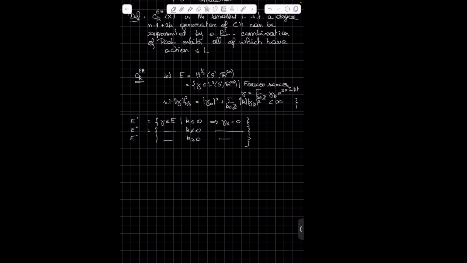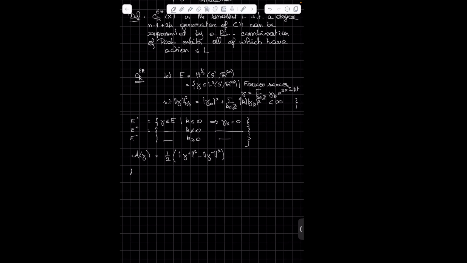And then one has an action associated to any element in H^{1/2}, which you can define as 1/2 of the norm of gamma plus squared minus gamma minus squared, where gamma plus is the projection of gamma on E plus, and gamma minus is the projection of gamma on E minus.